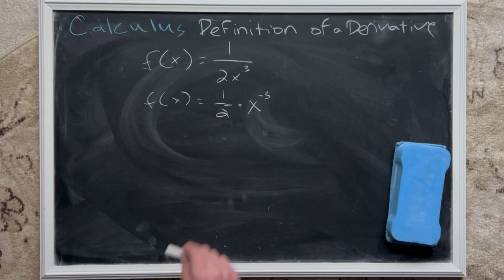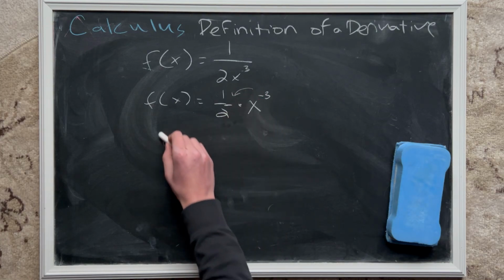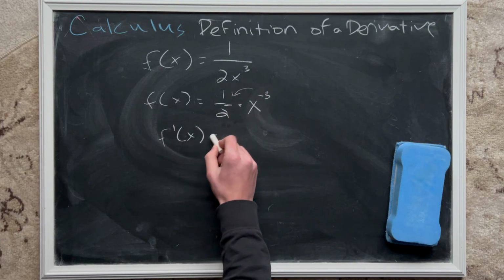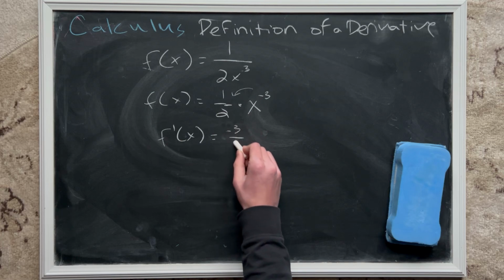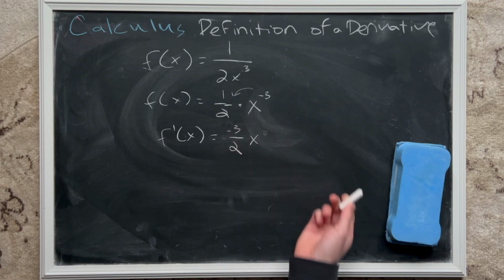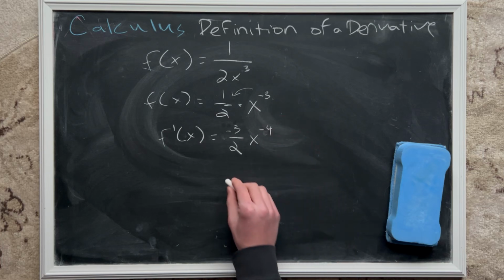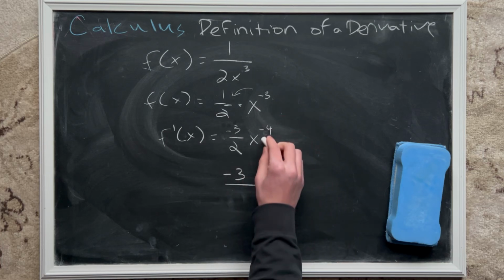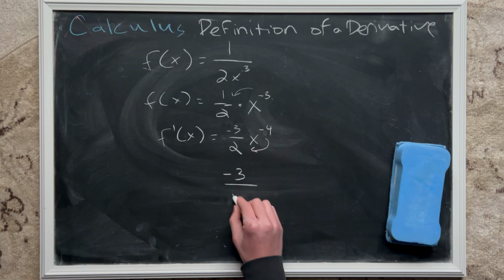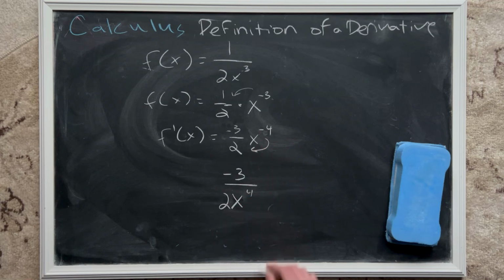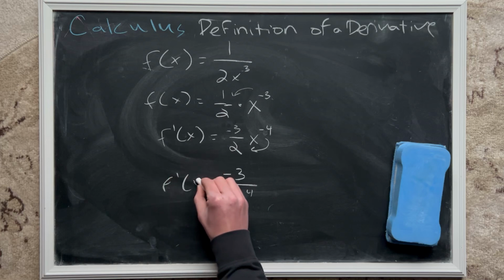We can bring this down front using the power rule. So f prime of x equals negative 3 over 2 times x, and then we're going to bring this power down 1 to negative 4. So now we have negative 3 over, and we can bring this down to the denominator, 2x to the 4th. And that is f prime of x.